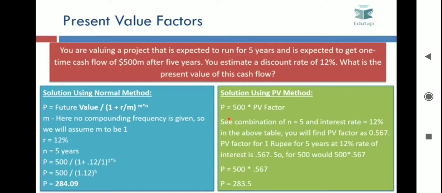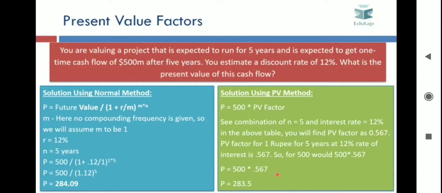So the present value of $500, or we will assume that it is rupee 500 only, would be 500 into 0.567. For rupee 1 it is 0.567, so for 500 it would be 500 into 0.567, that is 283.5. Right, so when we solve this using the present value factor, it becomes very easy, and the answer we get is 283.5.